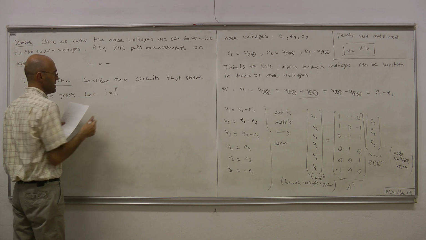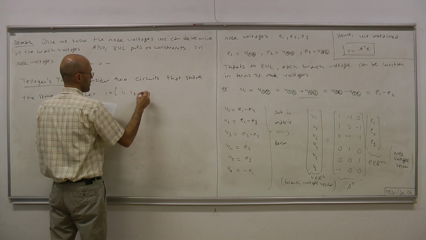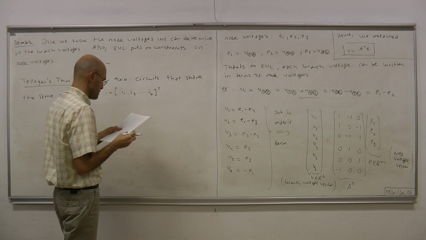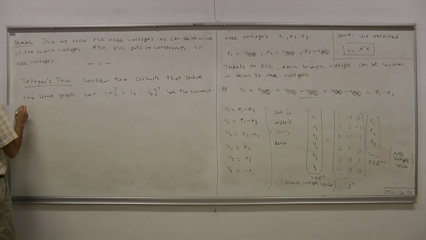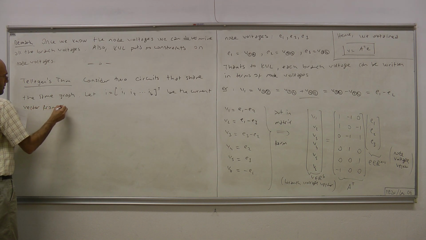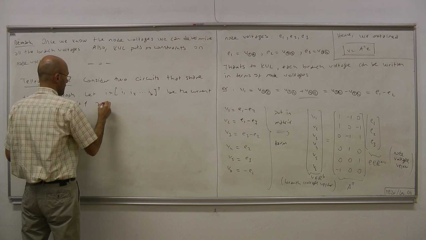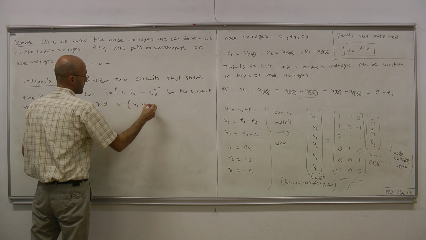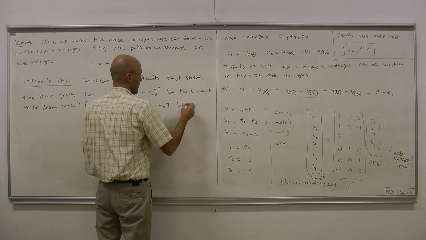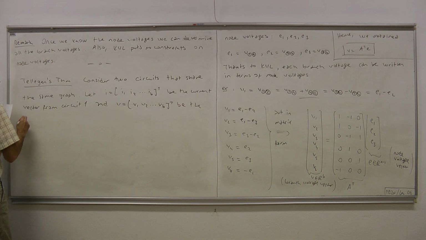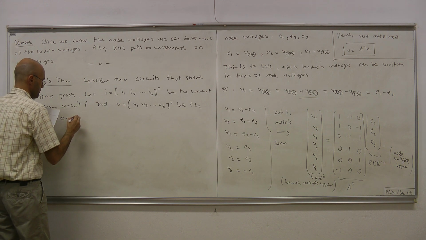Let I be the current vector for one of the circuits, I1, I2, up to IB, transposed, the current vector from circuit 1, at any given time that you measure it. And let V be the branch voltage vector from circuit 2.